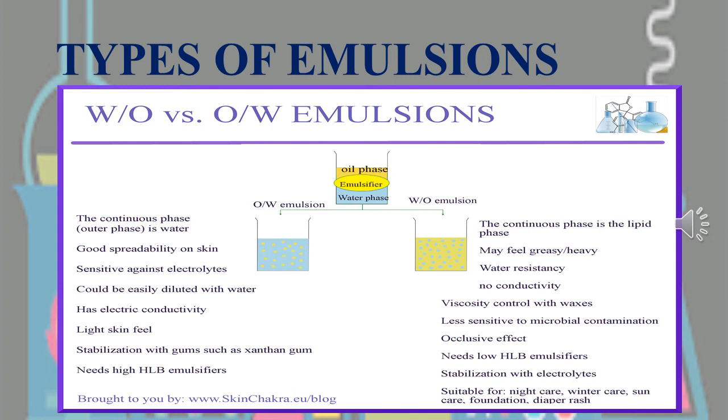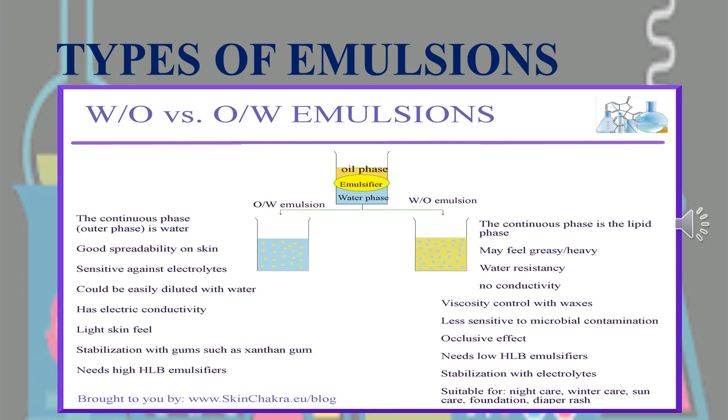For example, milk, butter, cream, egg yolk, paints, cough syrups and facial creams. These are some common examples of emulsion. An emulsion is a colloid of two or more immiscible liquids, where one liquid is dispersed in another liquid. Immiscible means it does not form a homogeneous mixture.